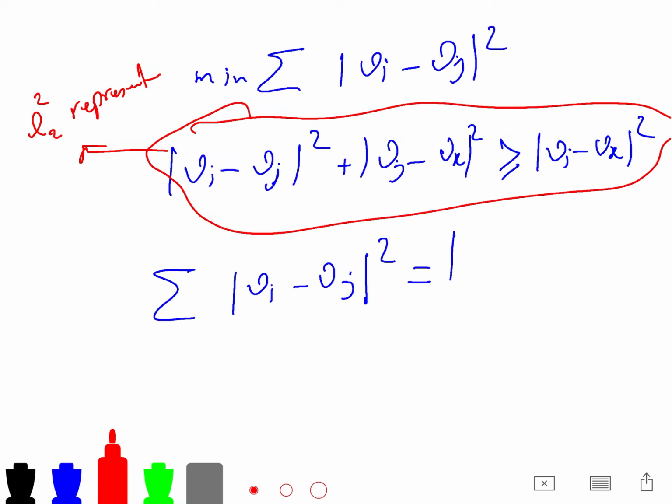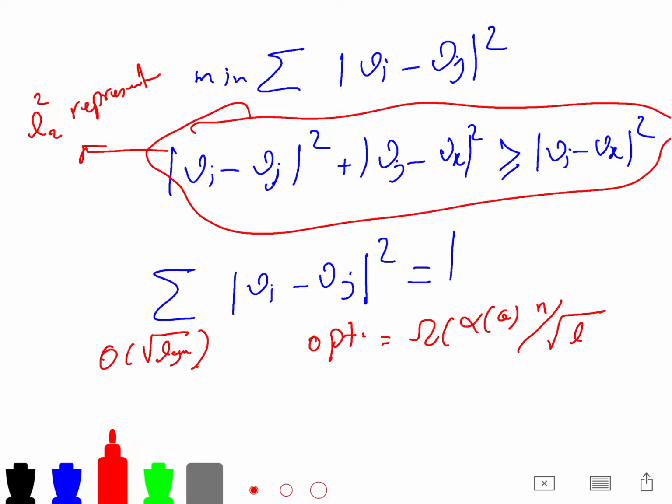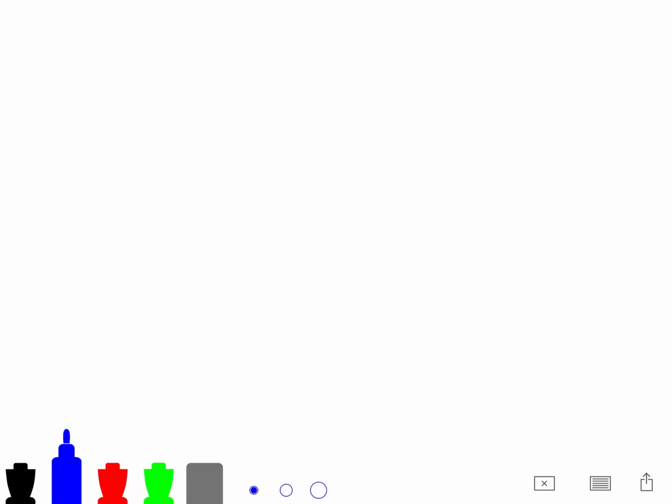And unfortunately, the integrality gap is order of log n. This is the integrality gap, and the optimum is alpha of log n over log n. So we can improve it very much. But that is the sparsest cut. The problem that I'm talking about is the ST sparsest cut.